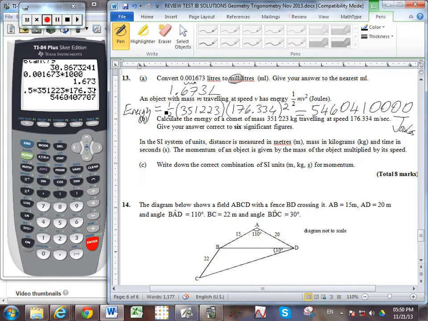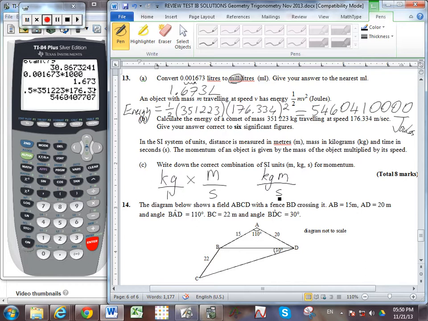Alright, part C says the momentum of an object is given by the mass of the object, so that's kilograms, multiplied by its speed. And we know that speed is in meters per second. So what is the correct combination of units? Well, this is like kilograms over 1, isn't it? And so we end up with kilograms meters divided by seconds, and those would be the units for momentum.